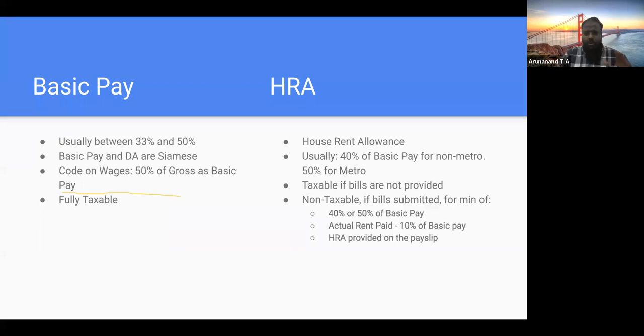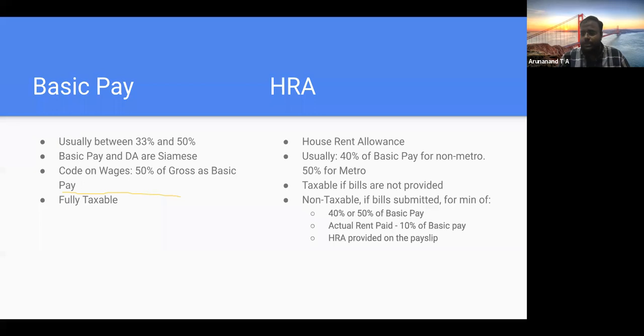So if you are giving 10,000 rupees as basic pay, you can either give that 10,000 fully as basic pay, or 8,000 basic pay and 2,000 DA. So the DA component is not really used by most organizations these days. What they do is combine it and give it as basic pay. That is okay by the labor laws. So you can simply give that amount to the employee, and it's fully taxable.